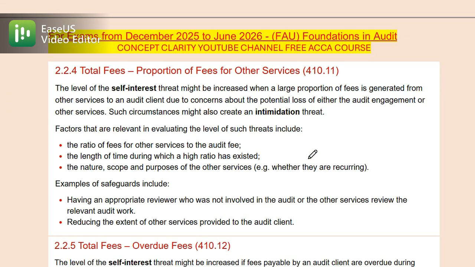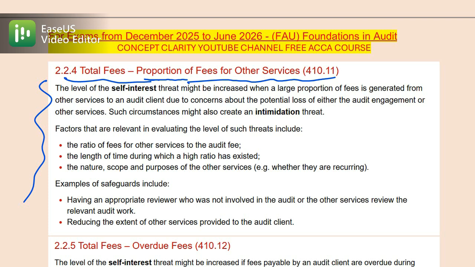Now let's move on. We have the total fees and the proportion of fees for other services. So, this is another important area in audit ethics, the proportion of fees. This is about how much of the auditor's income comes from one client, especially when the firm is providing both audit and non-audit services.